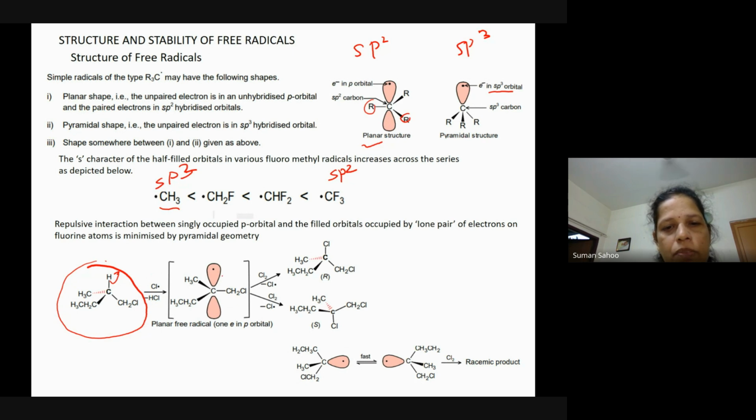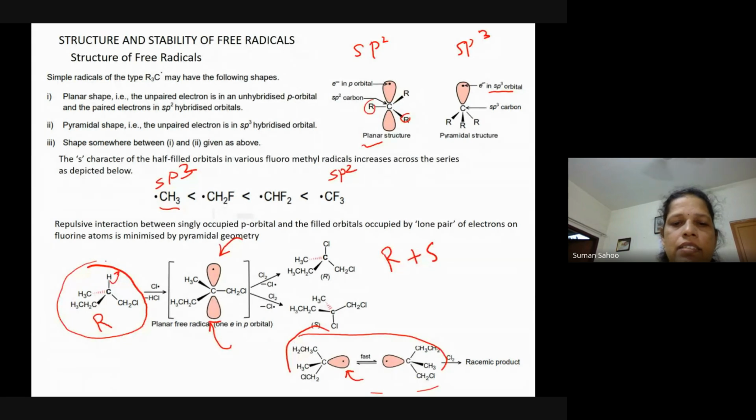So with one electron in your p orbital, there is the possibility that it can attack from both sides, resulting in the racemization of the product. Suppose you start with R, you are getting R plus S. If you have a pyramidal shape, then you could have an enantiomerically rich compound. But this pyramidal shape undergoes fast racemization, and it can give you a planar free radical, which results in the racemization of the product.